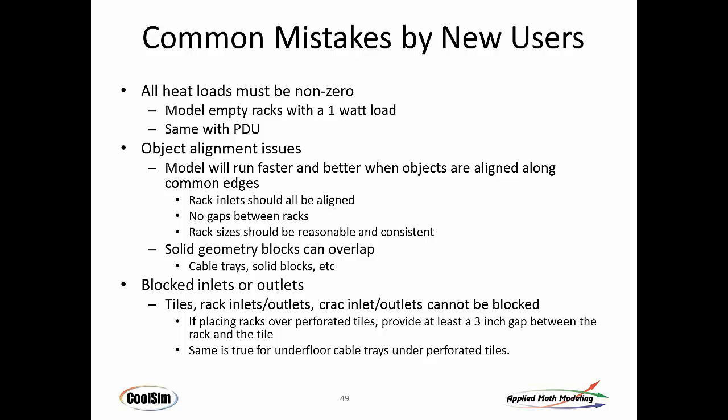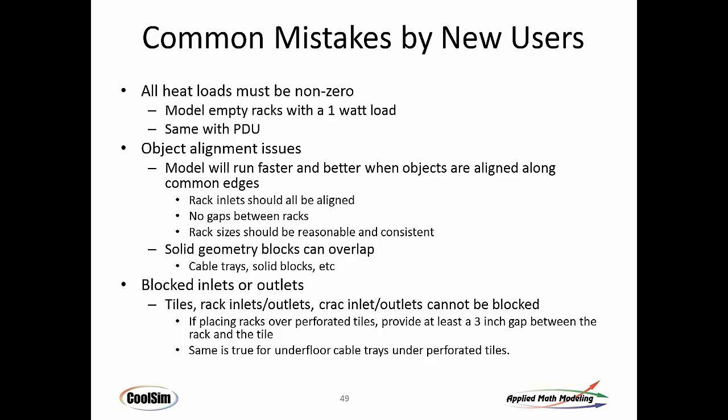Look for gaps between racks. Rack sizes should be reasonable and consistent. If your rack size is varying by 2 inches from one to another, you don't need that detail. Just make them all the same size. You can let things overlap. Solid geometry can overlap one another, so that's fine. The mesher's okay with that, so let blocks overlap if you want. It's sometimes easier to do it that way to ensure that you don't have any problems with gaps in between them.